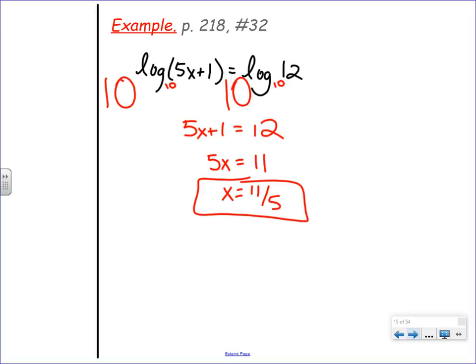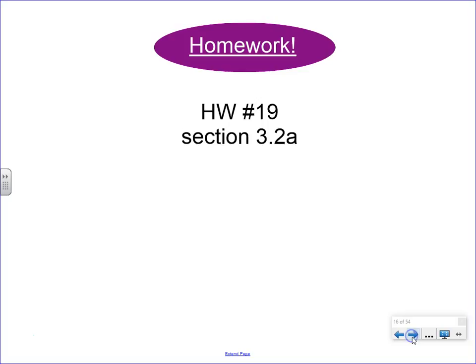Another way of looking at how the one-to-one property works is 10 to the power of log base 10. What happens? 5x plus 1. 10 to the power of log base 10. What happens? Just 12. So that might be a mathematical step as to how to get to 5x plus 1 equals 12 without just memorizing the one-to-one property. But I just want to show you that quick little snippet.